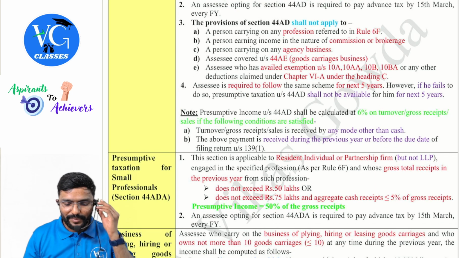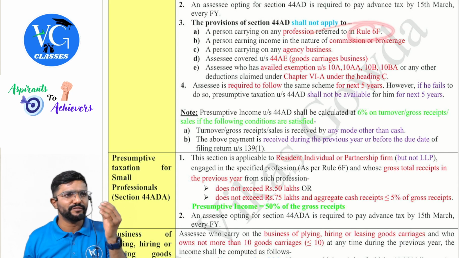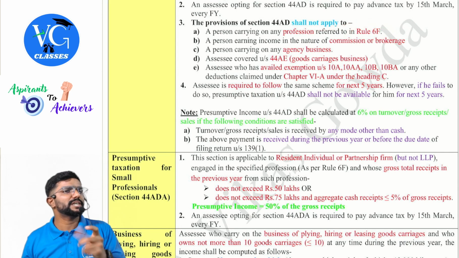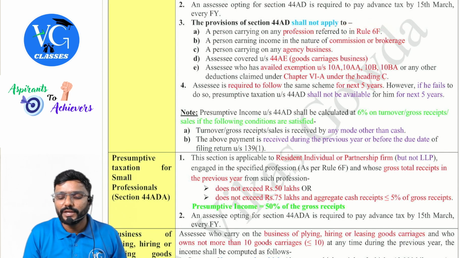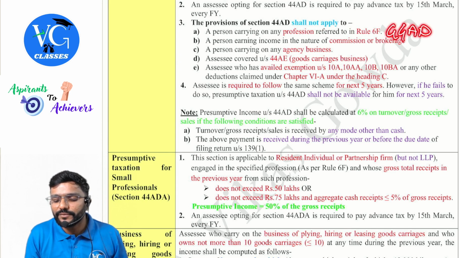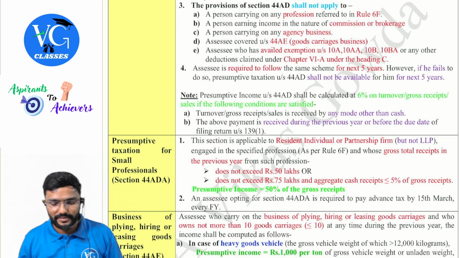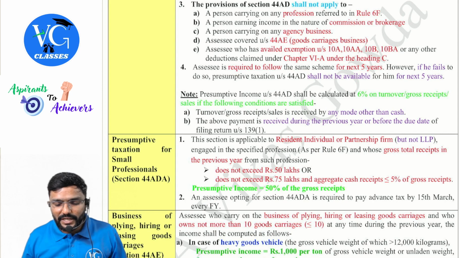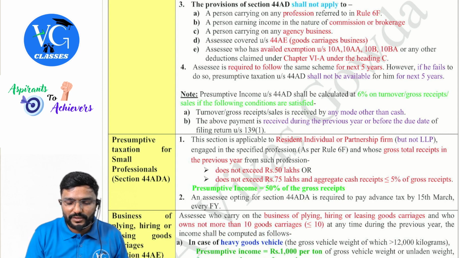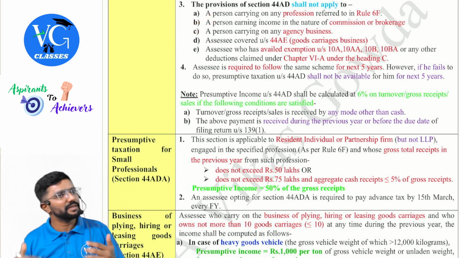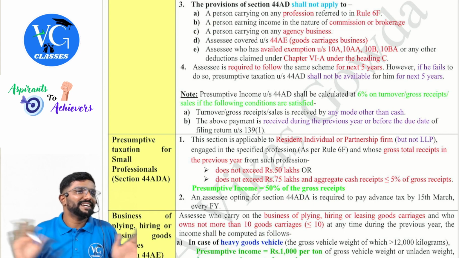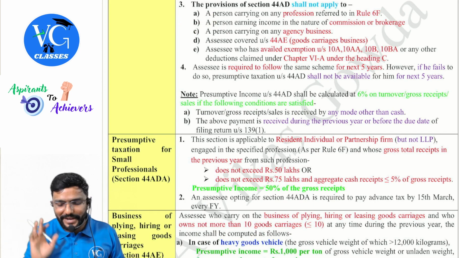The following people are not eligible for 44AD presumptive scheme, guys. Who are those? The persons who are covered under rule 6F, that is specified profession. Why, sir? For them, there is another presumptive scheme. Then a person earning income of the nature of commission or brokerage, a person who is doing agency business. Because for these people the profit margin will be more, so let us not give them the option of 44AD.